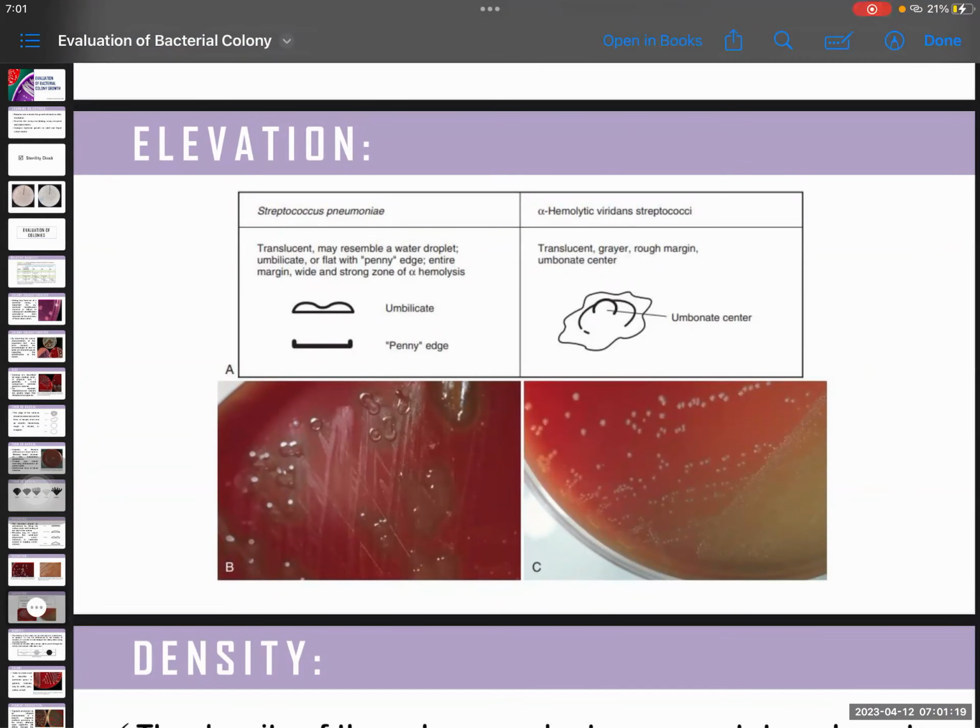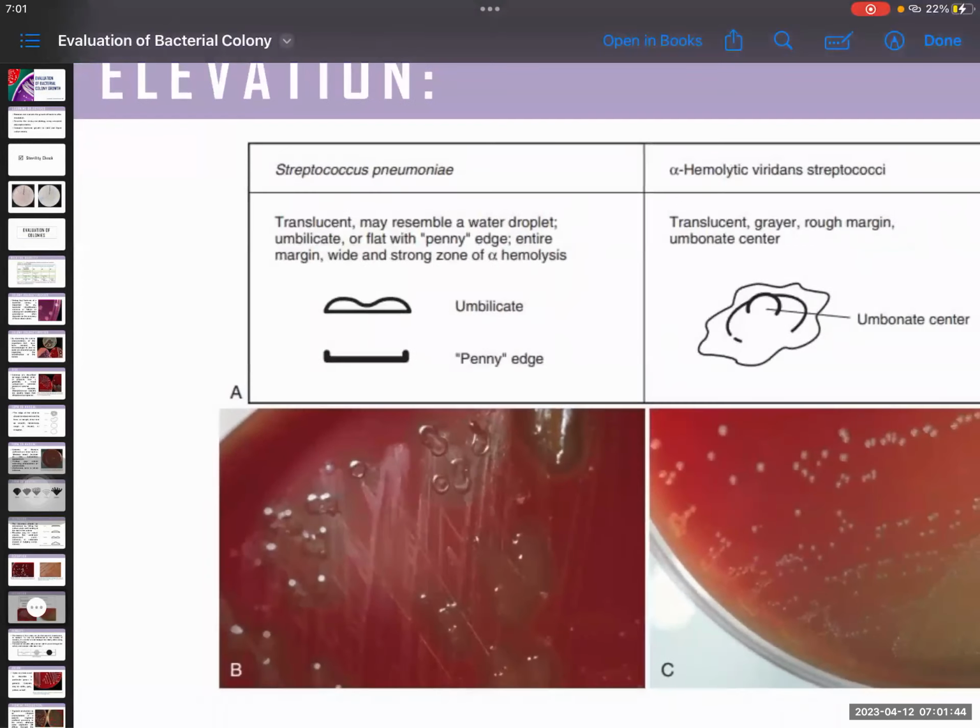Elevation. Okay. So here we have another examples of elevation or colony illustrating different types of elevation. Here we have Streptococcus pneumoniae. So it has an umbilicate elevation. So medyo may empty spots or may cavity or depression at the center. Okay? It can be in two forms. Pwede yung umbilicate, ganyan. May umbilicate or pwede rin naman yung penny edge. Okay?